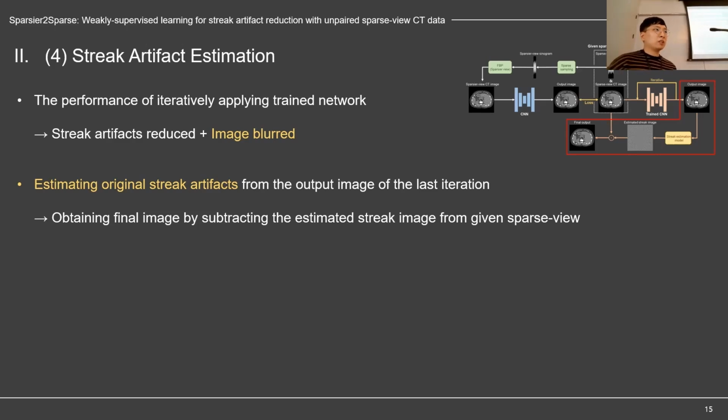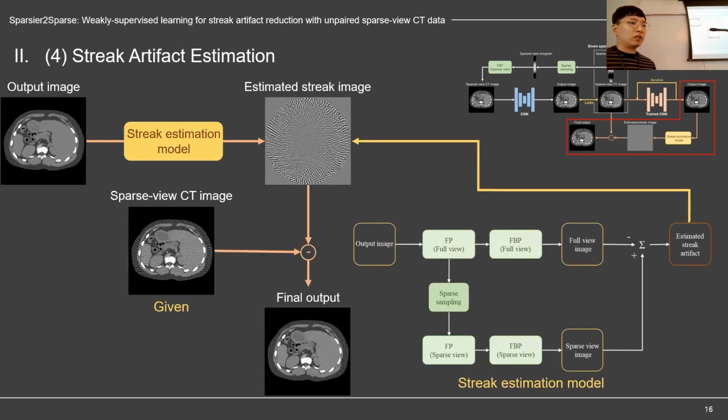To reduce image blurring, we estimated the original streak artifacts in the given sparse view stick image from the output image of the last iteration. The streak artifact estimation model is simple. The left image is the output image of the last iteration and gets into the streak estimation model. The right is the schematic diagram of the streak estimation model.